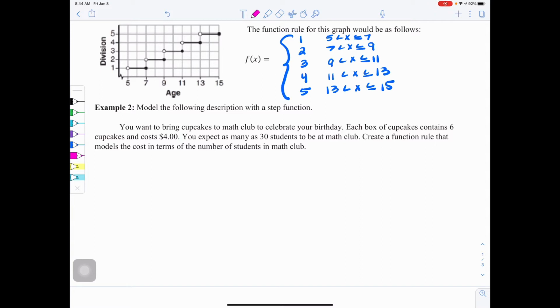Okay, so this time we're writing a function from scratch. Nothing has really been defined. In the question before, it was defined because age was on the x-axis and division was on the y or f of x axis. Here we do need a let statement. So we'll let x equal the number of cupcakes, and then c of x would equal the cost of the cupcakes.